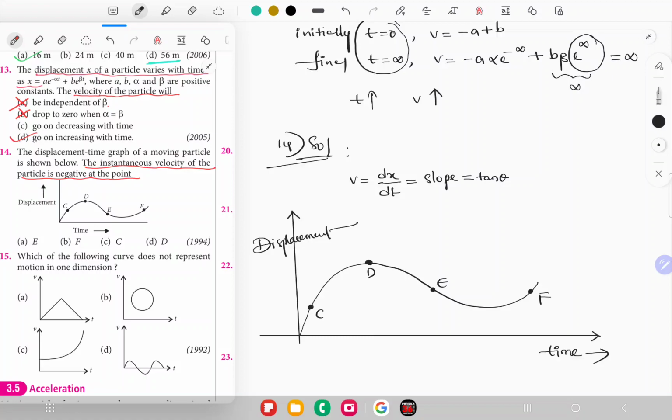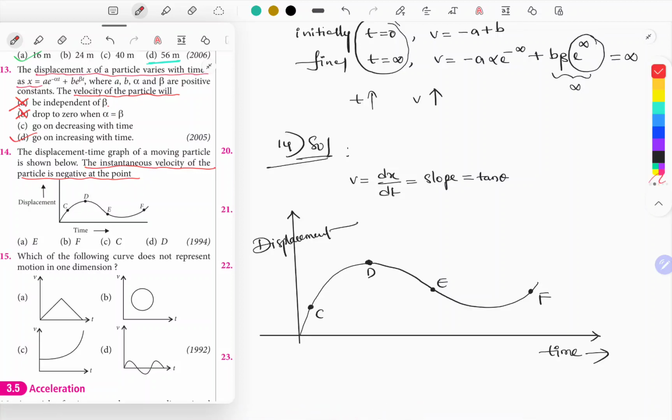Negative in the sense of positive slope or a negative slope. Velocity is negative in the sense slope is going to be negative. That means we have to look for the slope where it is going to be negative. So if you observe, at point A, if I draw a straight line like this, this is the tangent. As time is increasing, the position of the particle is increasing. It means this is a positive velocity point, nothing but a positive slope.